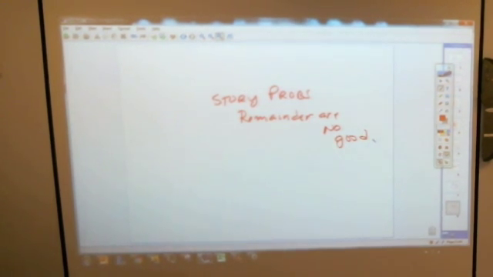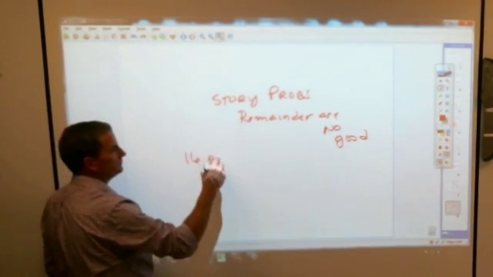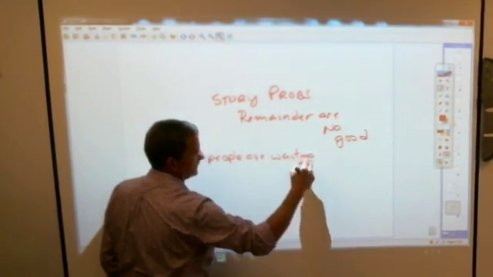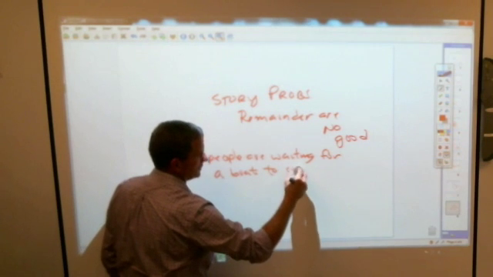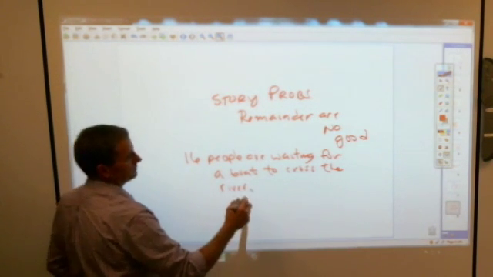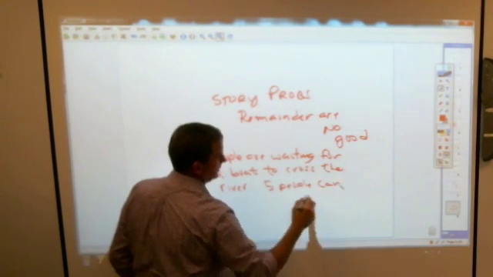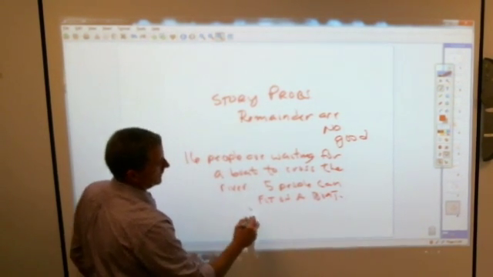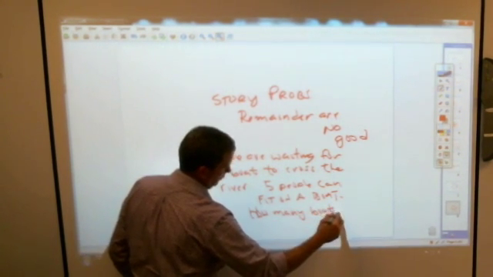16 people are waiting for a boat to cross the river. 5 people can fit on a boat. How many boats are needed?